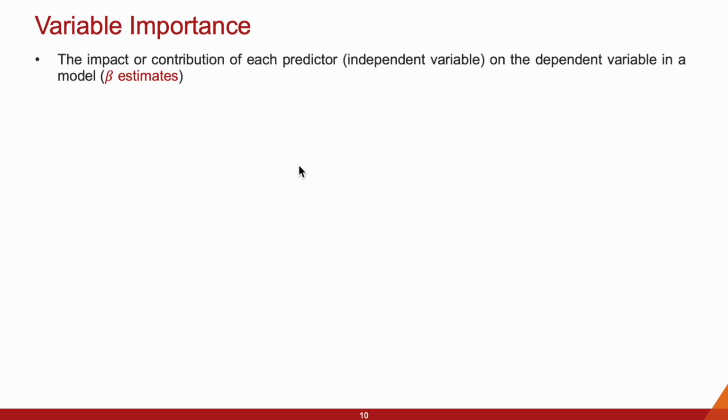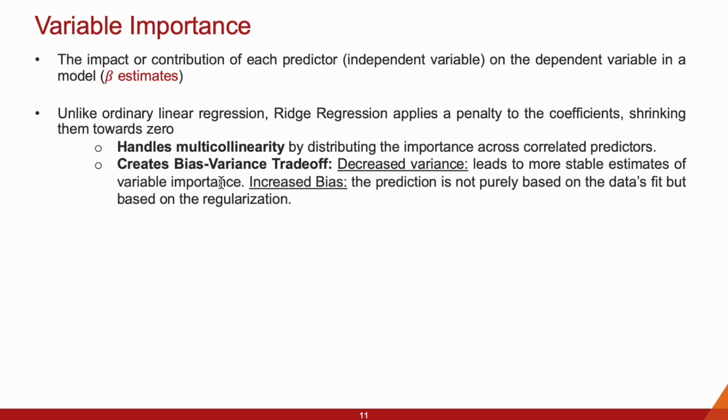In any machine learning model, one of our key interests is to understand the impact or contribution of each predictor on the dependent variable, that we can measure via beta estimates in a ridge regression. For example, we would like to understand the contribution of age in predicting cognition. However, unlike ordinary linear regression, ridge regression introduces a twist by applying a penalty to the coefficients, effectively shrinking them towards zero, as I mentioned in the previous slide in the equation.